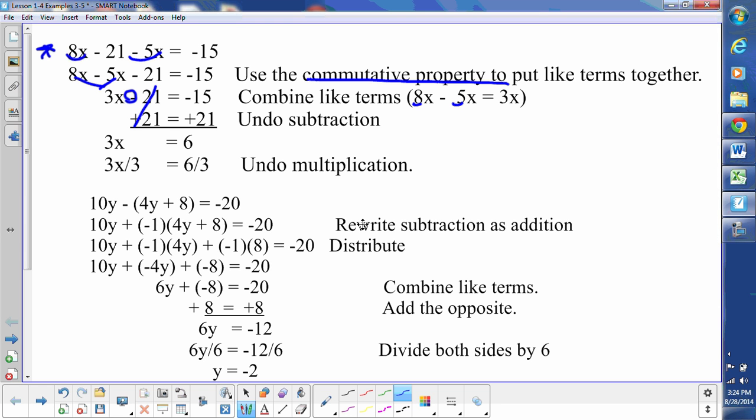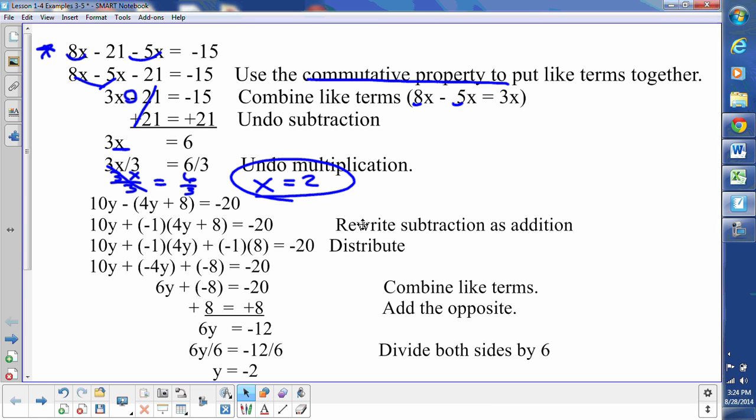And on the left, I have a 3x. 3 times x equals 6. The operation performed on the variable was multiplication. To undo that, I will divide by 3 because that was the number that was multiplied to my x. 3x divided by 3 equals 6 over 3. Well, 3x divided by 3, the 3's cancel, and I'm left with 6 divided by 3, which is 2. This is my answer.